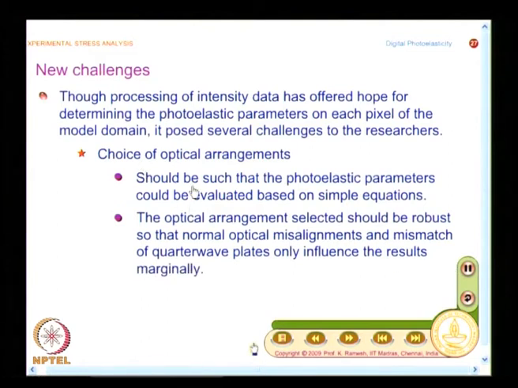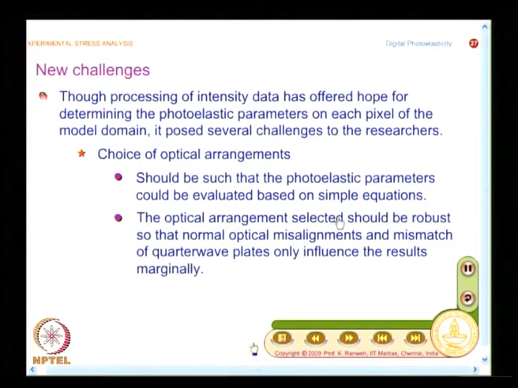The choice should be such that the photoelastic parameters could be evaluated based on simple equations. In fact, if you look at the digital photoelasticity literature, there was euphoria. People started coining new optical arrangements, and the focus was to evaluate delta and theta, and they got equations which look very complex, because these are all inverse trigonometric functions.